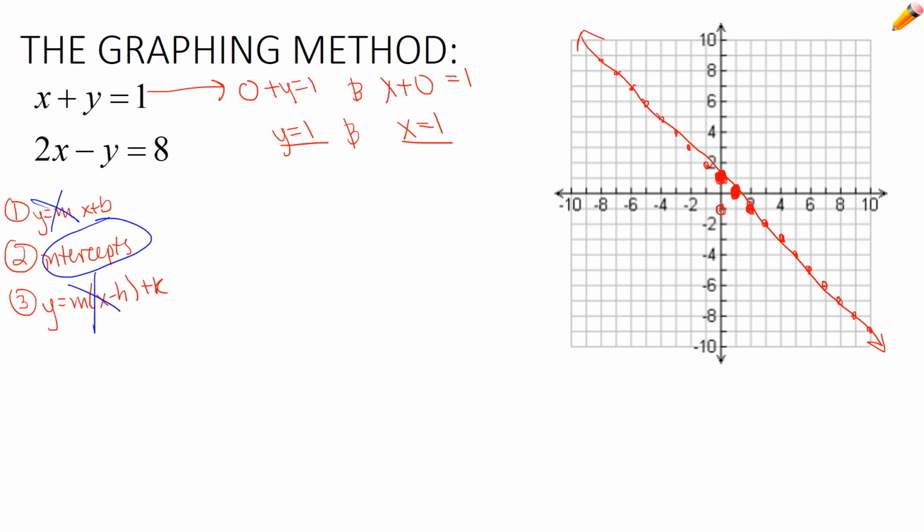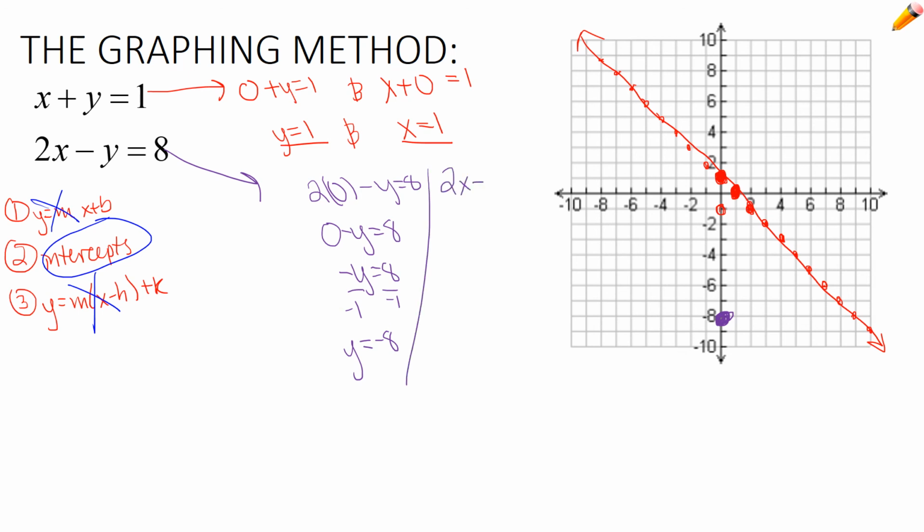So if I set 0 equal for x, so 2 times 0 minus y is equal to 8, I get 0 minus y is equal to 8. Negative y is equal to 8, divide by negative 1, divide by negative 1, y is negative 8. So I'm plotting that point here. And then if I plug 0 in for y, I get 2x minus 0 is equal to 8, or 2x is equal to 8. Divide both sides by 2, and x is 4. So we're going to plot our point there.